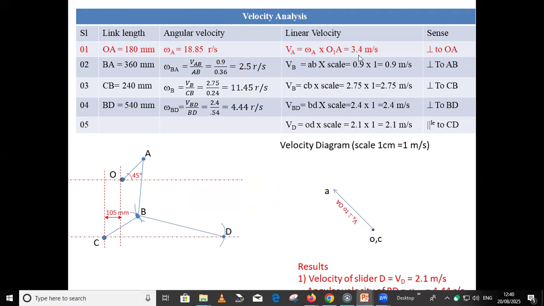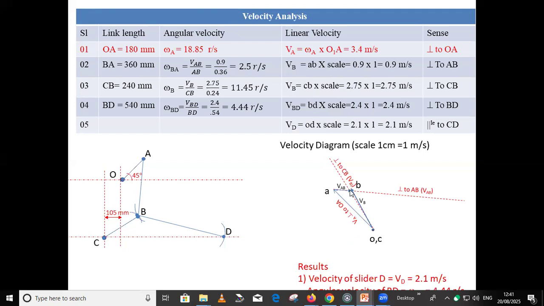OA will be 3.4 centimeter. The scale is 1 centimeter equal to 1 meter per second. So this line will be 3.4 meter per second. Then next we have to draw the second tangential component for B. So just draw one line that is perpendicular to AB. You can draw one more line perpendicular to CB. So the intersection of the AB and CB lines will define the orientation of B. Connect B and A, connect C and B. So this will be the orientation of point B.